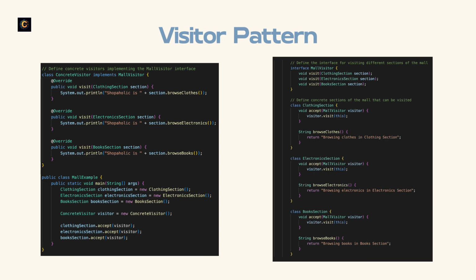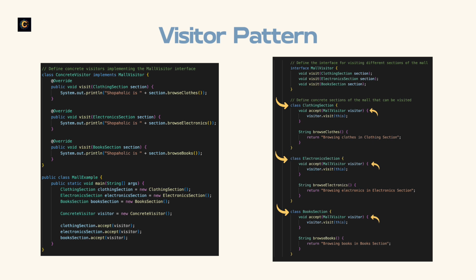Now, let's see some code examples. So, here is the visitor pattern in action. We are adding new operations to existing classes. Let me explain. So, we have three sections of a mall: clothing section, electronics section, and books section. Each section has its own accept method which allows a visitor to visit it.